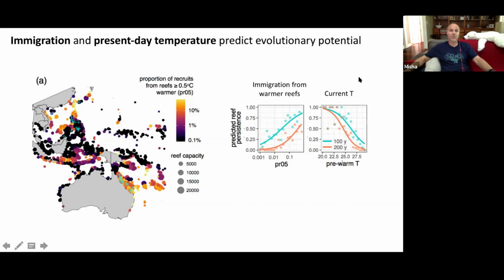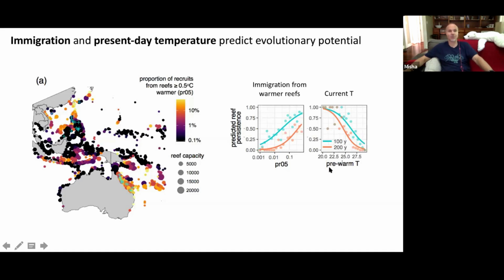And likewise, present day temperature is also a very important predictor. Basically, the hotter it is right now, the worse it is. If you're already in a hot place, really you cannot evolve too much and you cannot draw on somebody else's solutions because you're already there at the boundary of where everybody else is. So by just using these 2 predictors, you basically can recreate the results of our model with good precision.